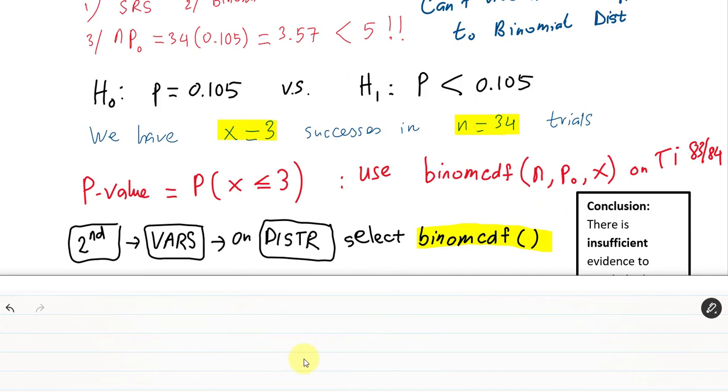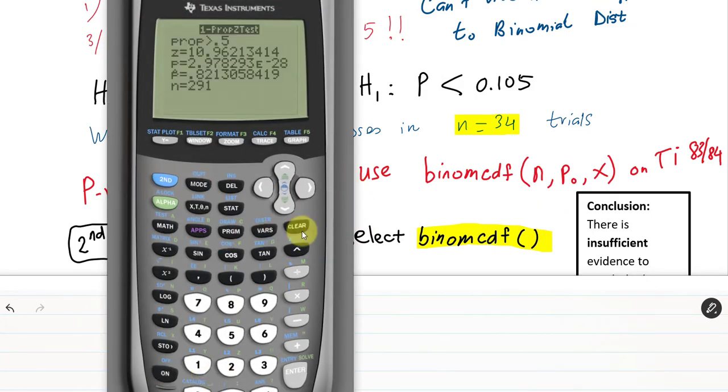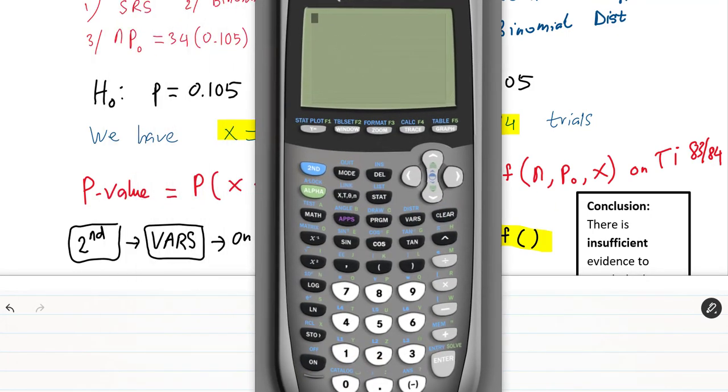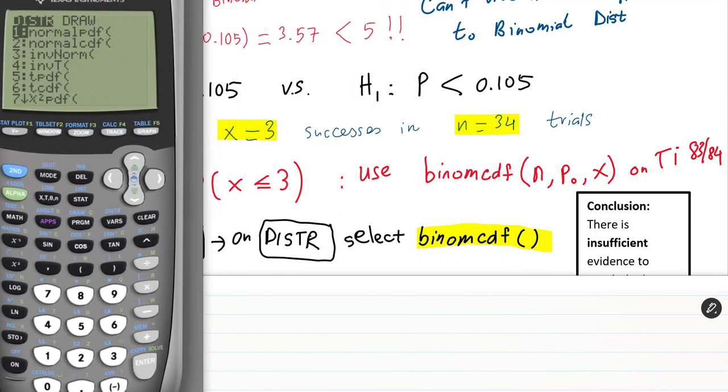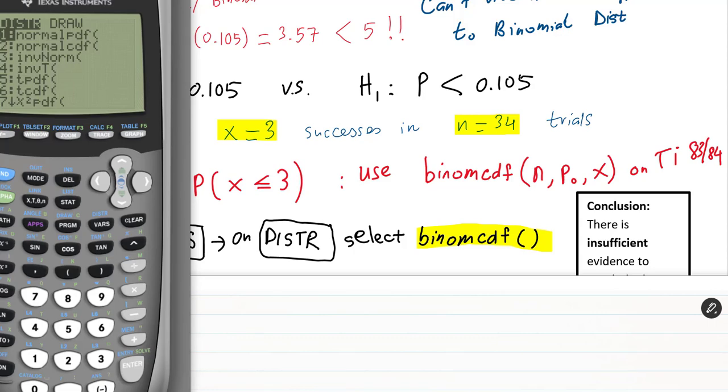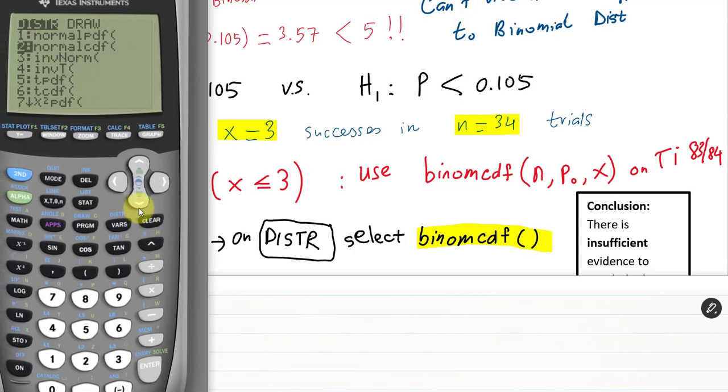Let's try that. So open the TI-84. We're gonna go to the second vars. In this case, this is the binomial. So we are using the second option. No, sorry, the binomial, not normal. Binomial CDF. Recall that from the last example, we used the normal CDF because the requirement n p naught is bigger than 5. But now it's less than 5, so we have to apply the binomial CDF.